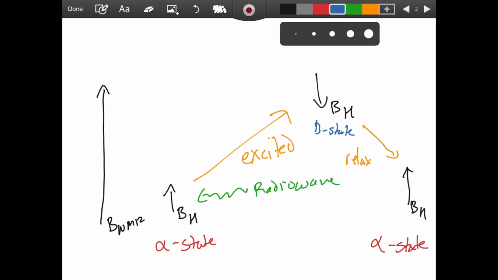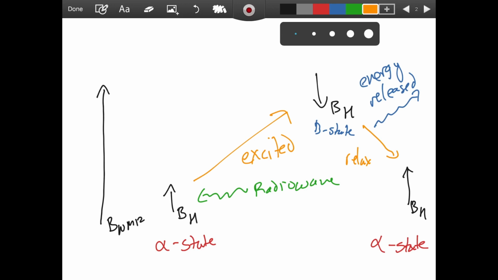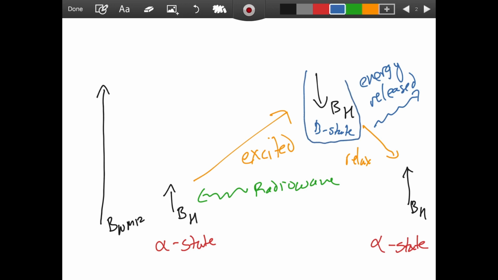And when that happens, when you relax down, there's energy that's given off. Let's try that again. There's energy that is released. So what the NMR is actually observing is the energy released when the hydrogen goes from the excited beta state and relaxes back down to the alpha.